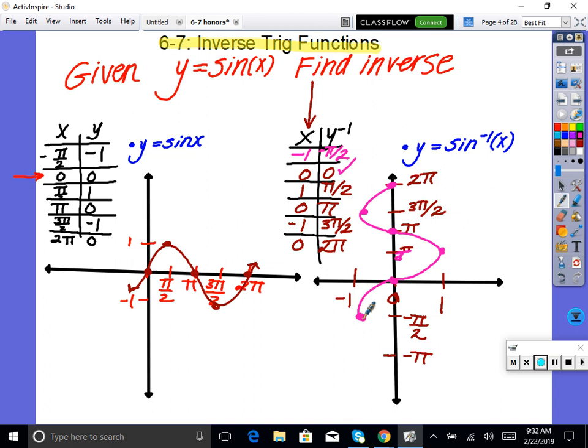All right. Now, don't you guys see a problem here? Does this pass the vertical line test? No. It is not considered a function based on what we have drawn. We have too much drawn. Basically, we've got to restrict our outputs. Otherwise, it's not a function.